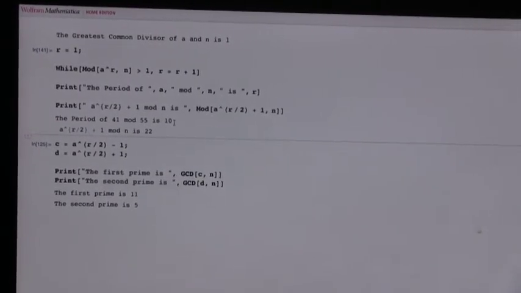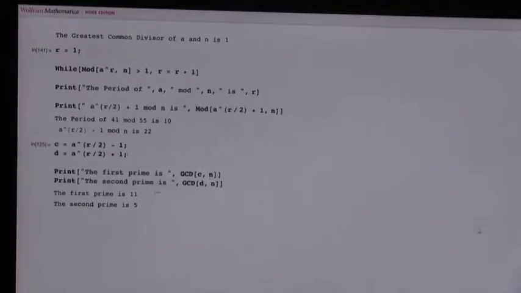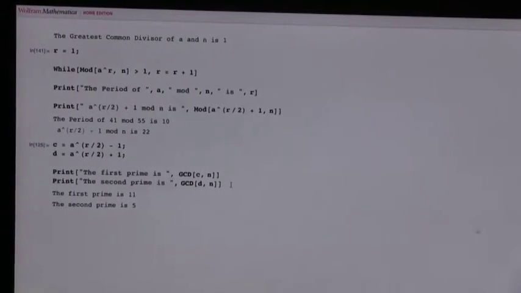So that works. We also have to check that a to the r over 2 plus 1 mod n is not 0, but it's 22, so we're good. The last step is we evaluate a to the r over 2 minus 1 and a to the r over 2 plus 1, and compute the greatest common divisors with 55. We're hoping in this case to find 11 and 5 again. We find 5 and 11. Cool, that works.